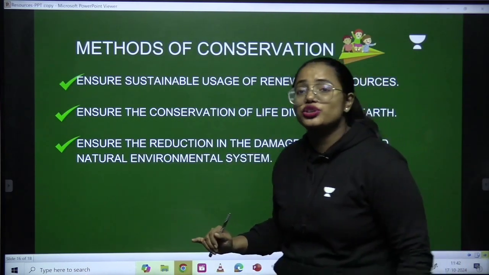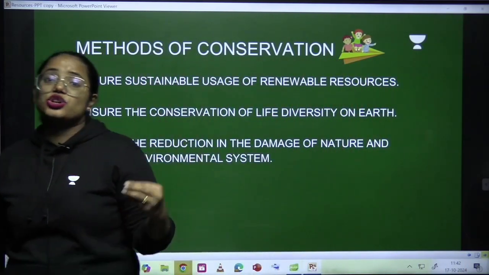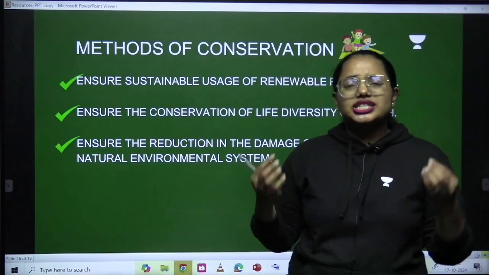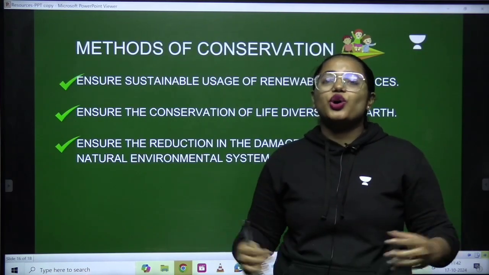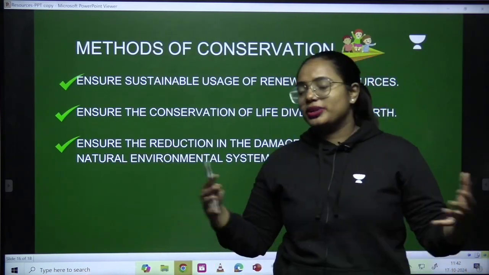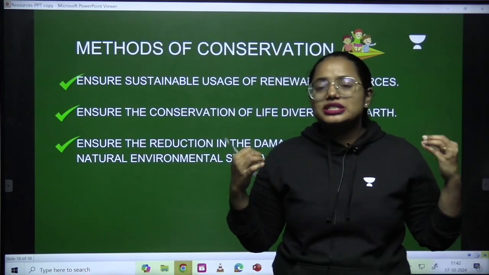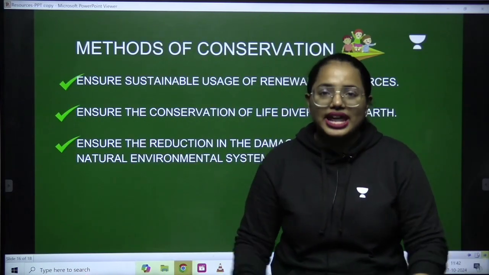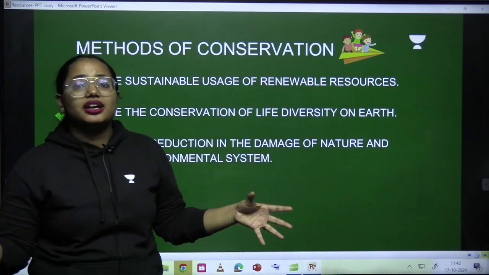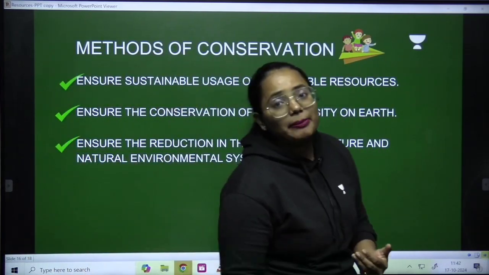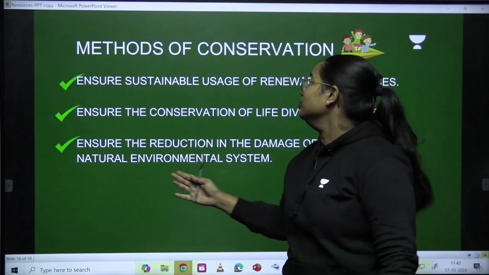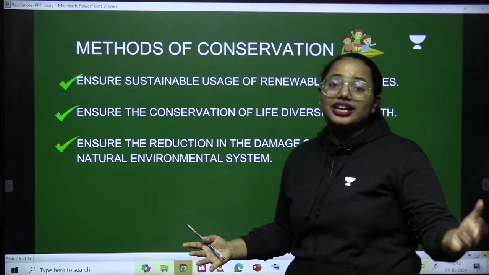We are not supposed to damage the nature. We are not supposed to damage the environmental system. And we are not supposed to damage the ecosystem. It's our responsibility to take care of the whole environment. Not only the plants, not only the animals, not only the birds, we have a responsibility to take care of the whole environment. We are not supposed to pollute. We are not supposed to do any kind of acts which can damage our planet Earth. And these are the various methods that can be employed to conserve our resources.